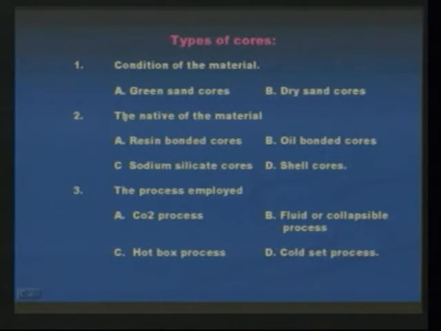Next, depending upon the nature of the material, for the production of good quality cores we must add some bonding materials, such as resin bonded cores, oil bonded cores, sodium silicate cores, and shell cores. Next, thirdly, the processes employed for manufacturing the cores are the CO2 process, fluid or collapsible process, hot box process, and cold set process.